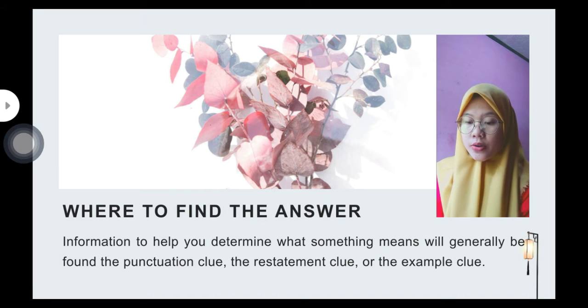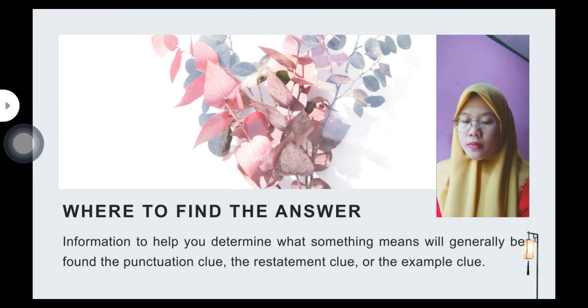I will explain about where to find the answer. Information to help you determine what something means will generally be found in the punctuation clue, the restatement clue, or the example clue.